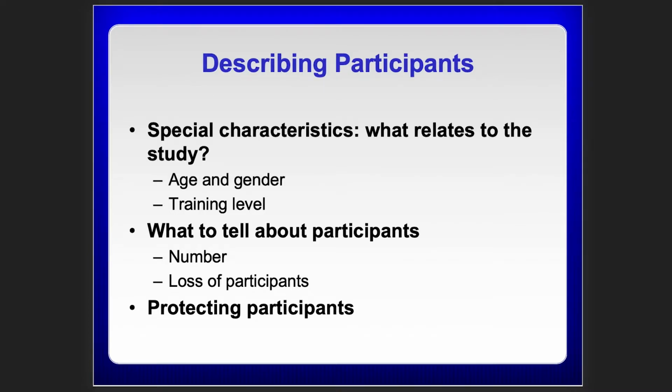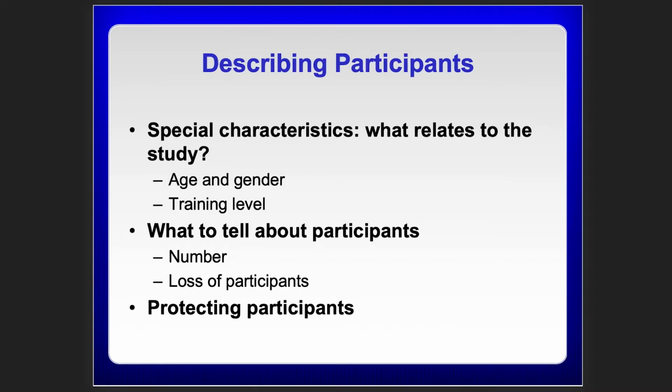And also some other things to tell about the participants: the number of participants, and also maybe the subcategories. If you're looking at males versus females, how many males, how many females, and then what the overall total N, or number of participants, there was.